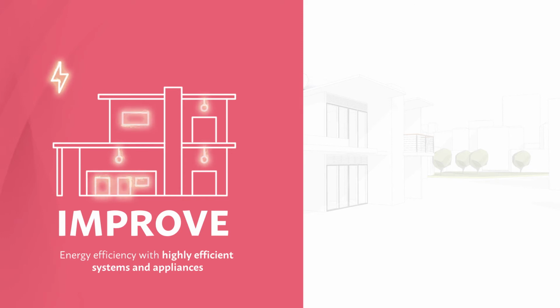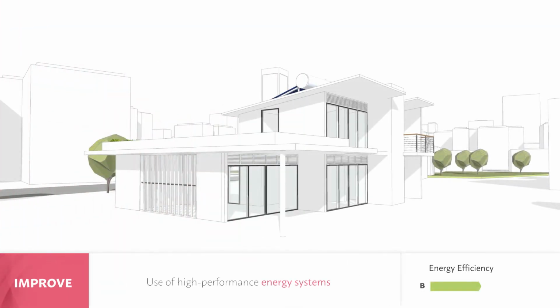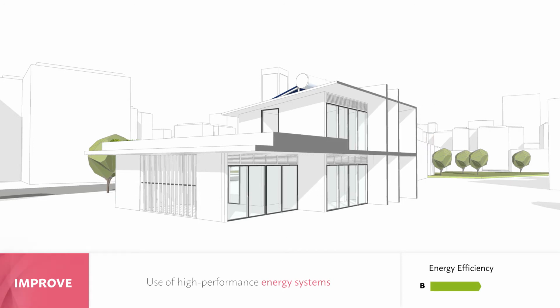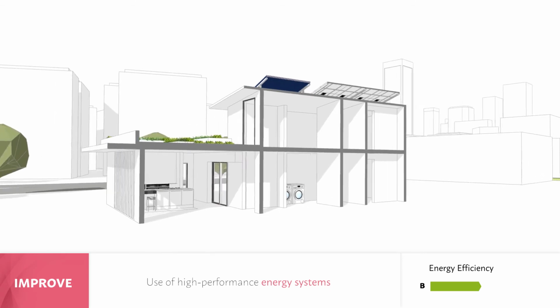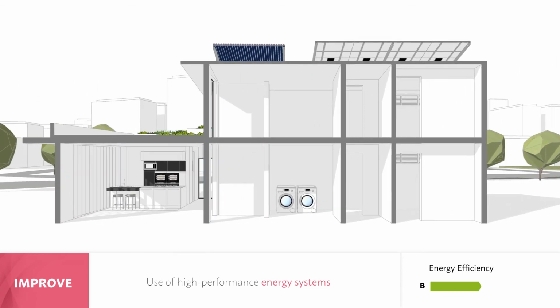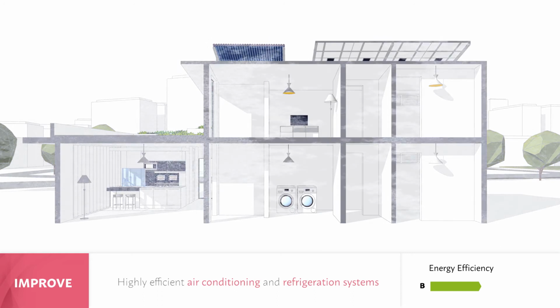Improve. The third and final step is to give priority to the use of high-performance energy systems and appliances for cooling, lighting and power supply, along with the adoption of automation and control measures. The use of high-efficiency lighting is an easy measure to implement, from which many benefits are obtained. Select highly efficient air conditioning and refrigeration systems, free of environmentally harmful chemicals.